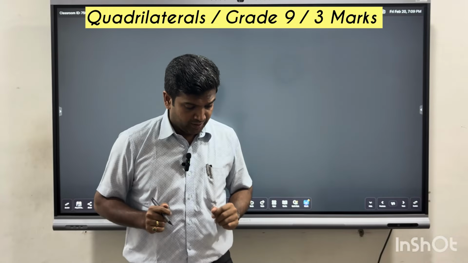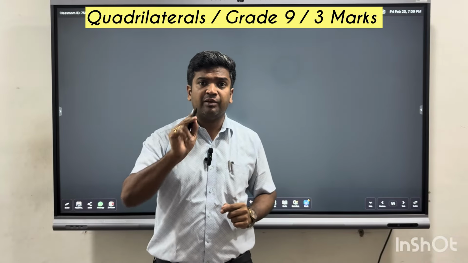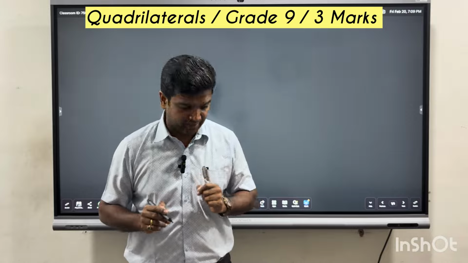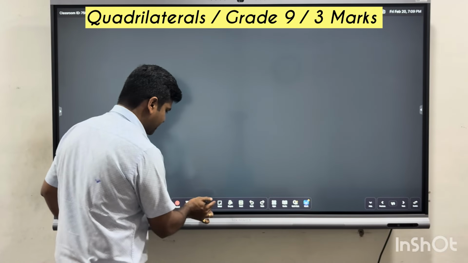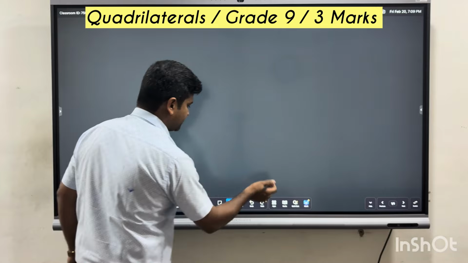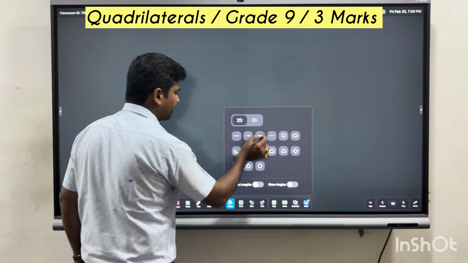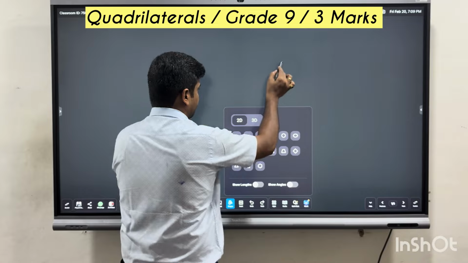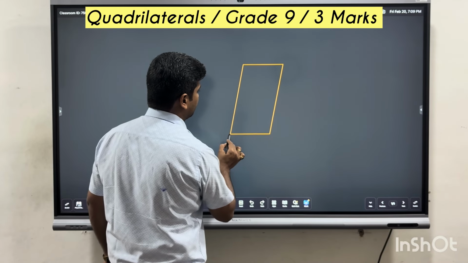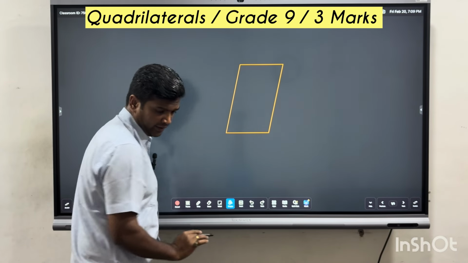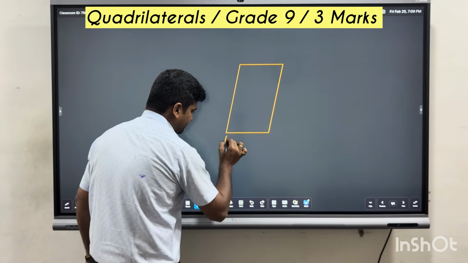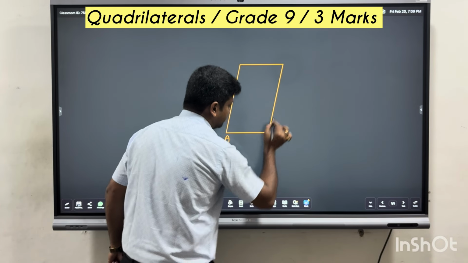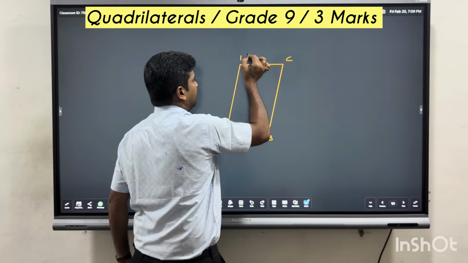Hello students, look at this question coming from Quadrilaterals, grade 9. ABCD is a parallelogram. Only this much is given to us. So I'll draw a parallelogram. The name is ABCD. So I'll take this ABCD as a parallelogram.